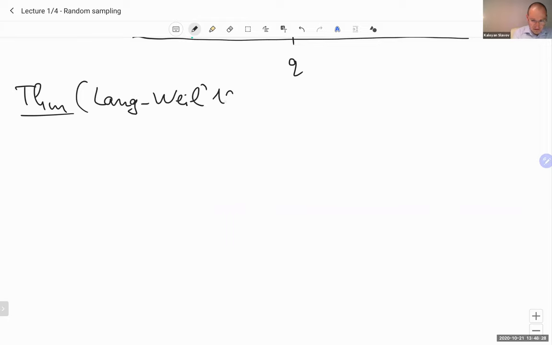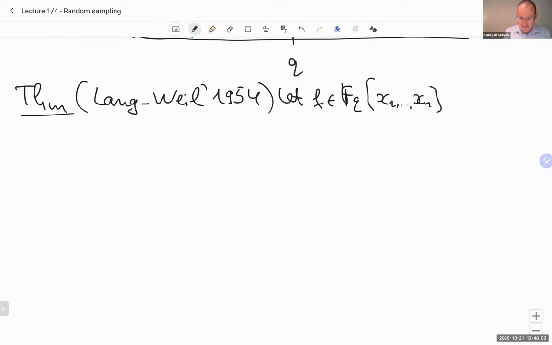Lang-Weil, 1954. This theorem will be fundamentally important in our lectures. Let f in Fq[x1, ..., xn] be geometrically irreducible of degree d. I'll state it now for hypersurfaces because today we deal with hypersurfaces, and then I'll state it in the general form later as we get to it.